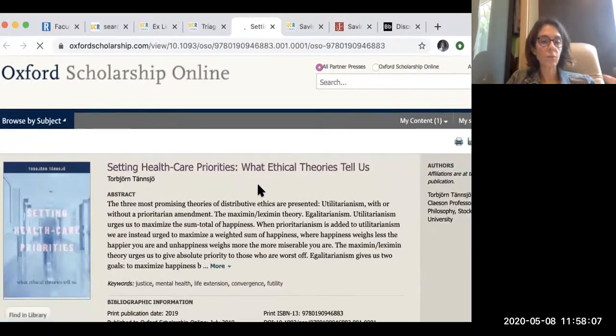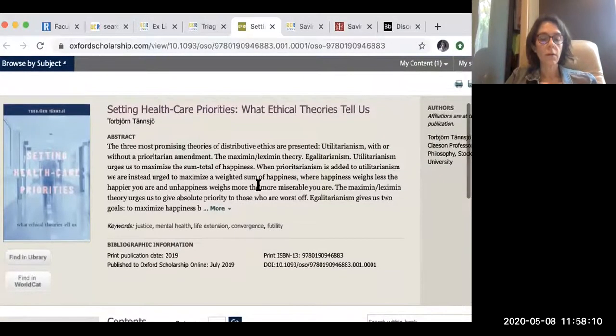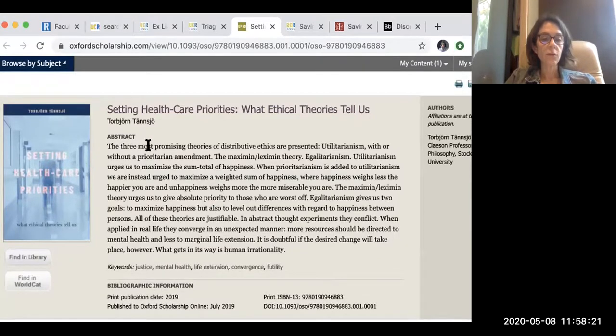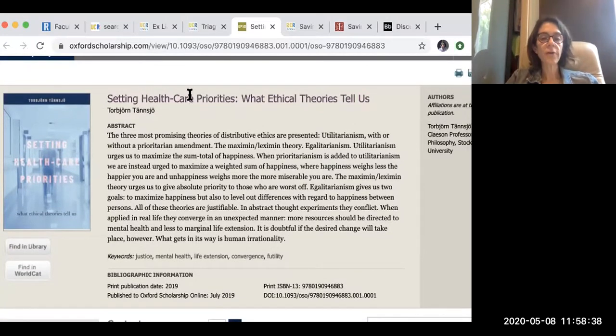Don't think you can't get really top-notch scholarship online, right? So it was published to Oxford Scholarship Online. This is an abstract, right? This is chapter 12, Setting Healthcare Priorities, What Ethical Theories Tell Us. So here is not only the article on moral philosophy and saving lives, but also healthcare priorities. What do you want to consider your healthcare priorities? How can those be informed by ethical theories?